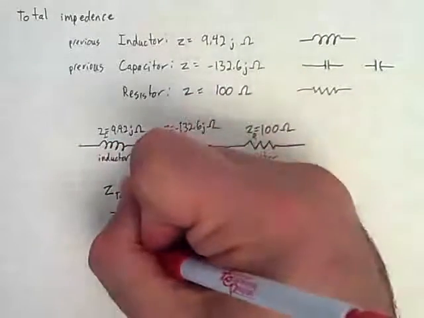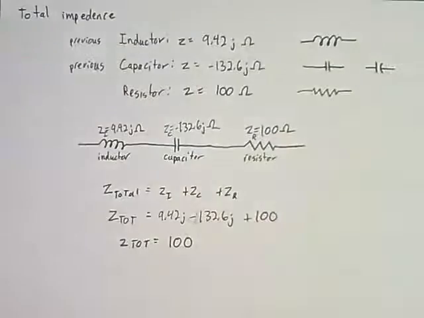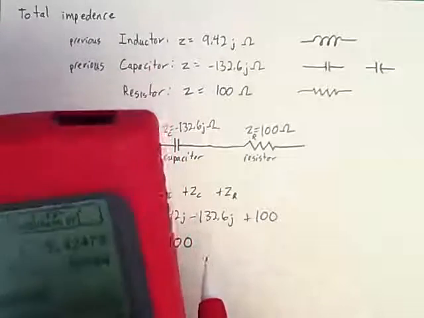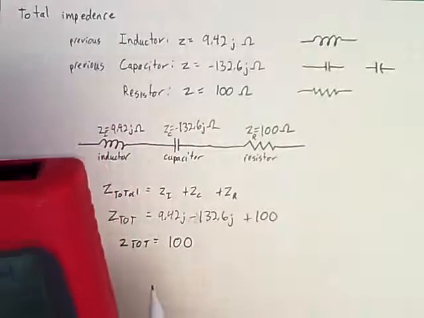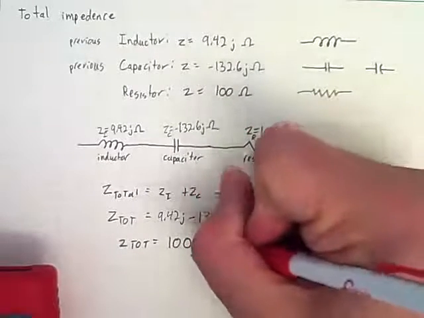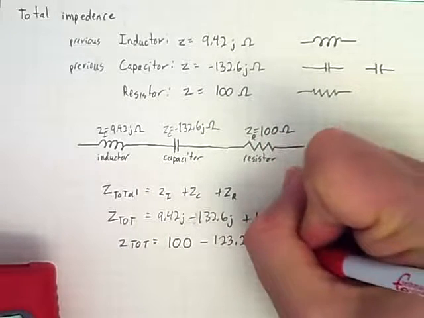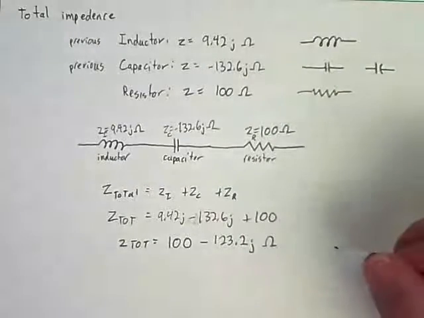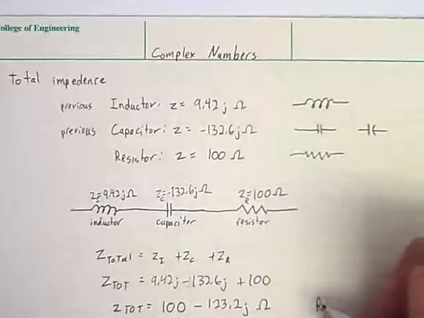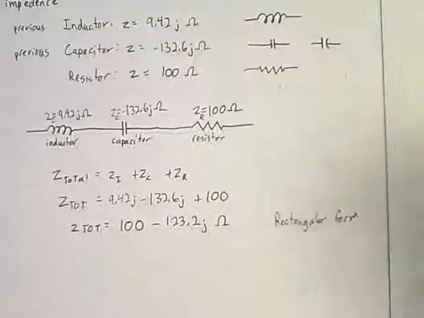So Z total is 100 in the real direction. And if we add those two numbers together, 9.42 minus the 132.6, we get negative 123.2 in the J direction, ohms. And so that would be our rectangular form. So there's part one.